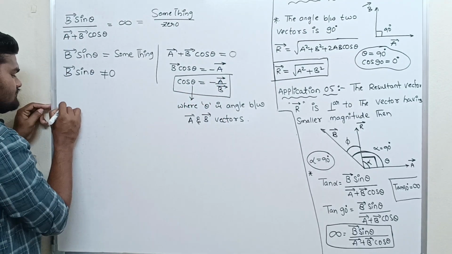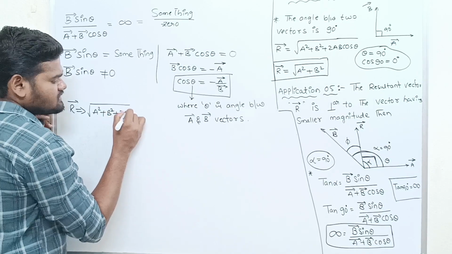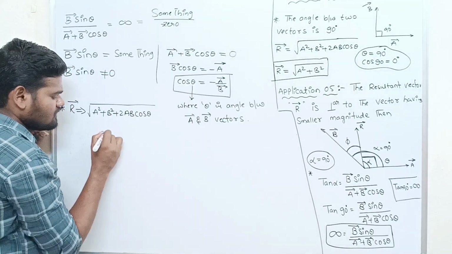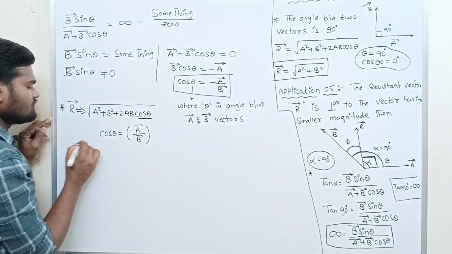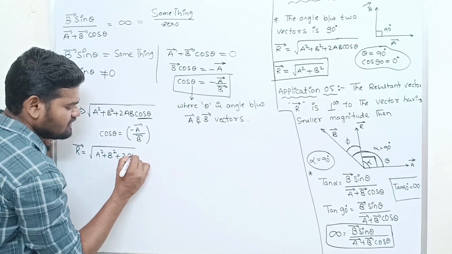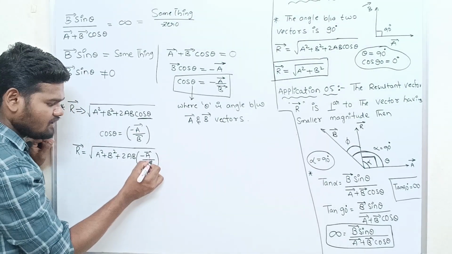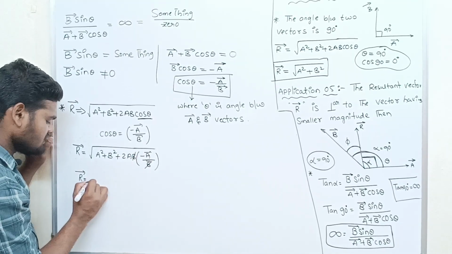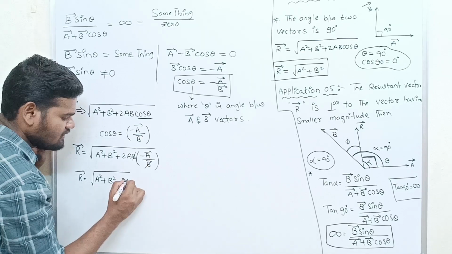Okay. And the resultant vector r bar is equal to what? In general we have the root of a square plus b square plus 2ab cos theta. In this case we got cos theta is equal to minus a bar divided by b bar. Just substitute here. So r bar is equal to the root of a square plus b square plus 2ab into minus a bar by b bar. Here b gets cancelled out, plus into minus, 2 a square. Then r bar is equal to under root of a square plus b square minus 2 a square.